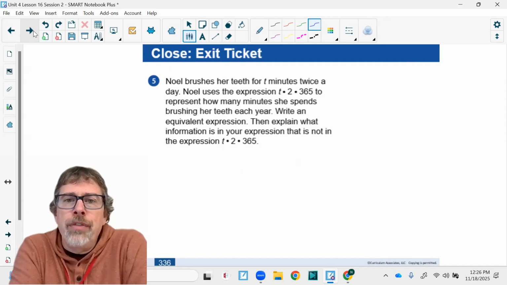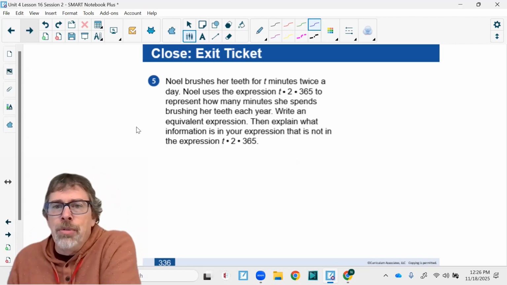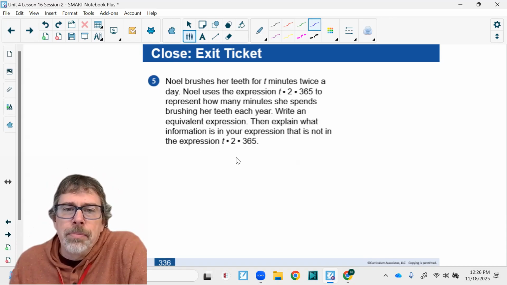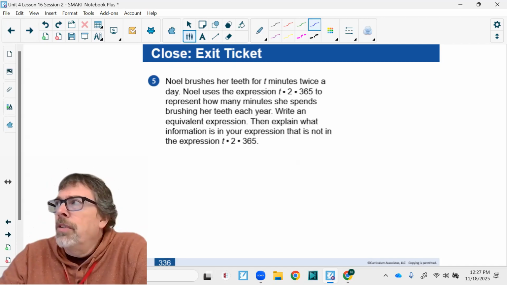Noelle brushes her teeth for T minutes twice a day. Noelle uses the expression T times 2 times 365 to represent how many minutes she spends brushing her teeth each year. Write an equivalent expression, then explain what information is in your expression that is not in the expression T times 2 times 365. Let me give that some thought.